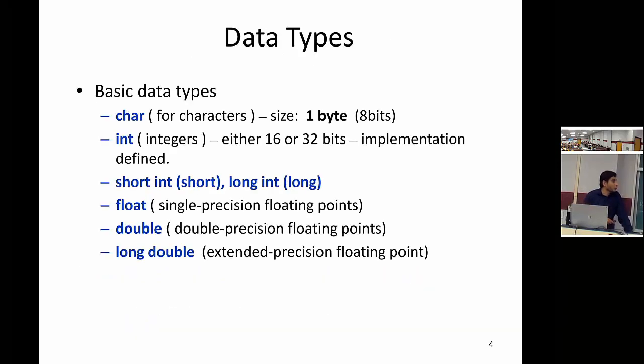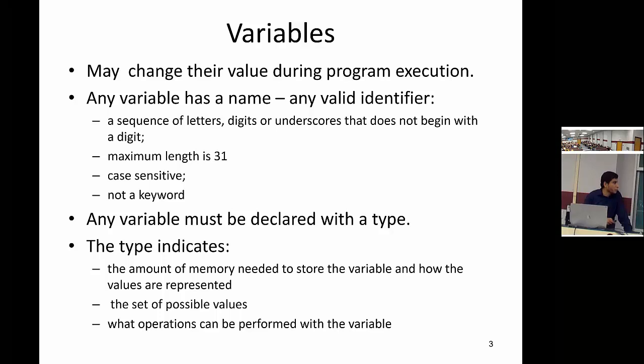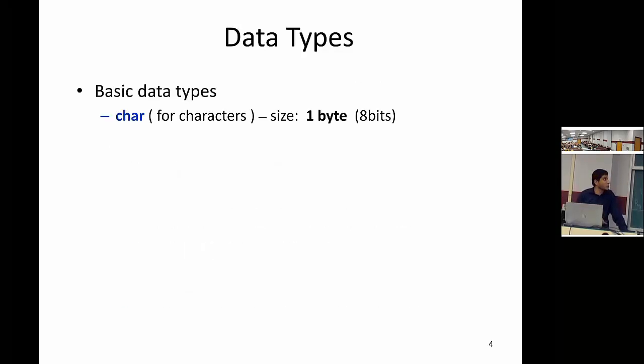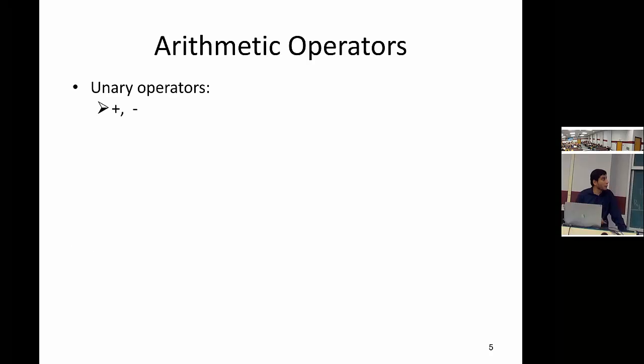So one thing I've told you here is the amount of memory. We will also have a table for this, the set of possible values. This will also depend on how many bits are assigned. But the third purpose, or third objective, of having a type is what operations can be performed on a variable. And to do this, we need to go quickly through the possible arithmetic operations in the C programming language.